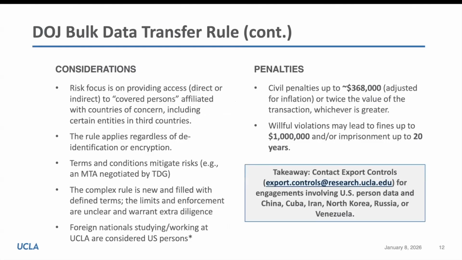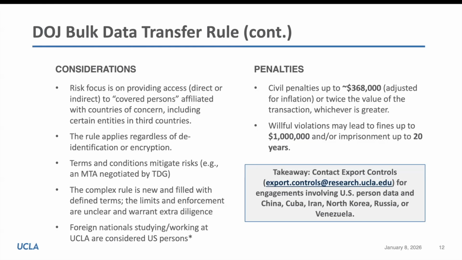Thanks. And I'll just end with some of the considerations that are pretty high level, as well as, of course, the penalties, because we have to talk about that as well. But for the considerations, the risk focus is again on providing access to covered persons, as is defined here, who are affiliated or located in countries of concern. And that does include, like I said before, certain entities in a third country. So an example would be if we're contracting an IT company that is located in a third party country that's not one of those countries of concern, but then they onwardly share that data or otherwise send that data to one of those countries of concern.